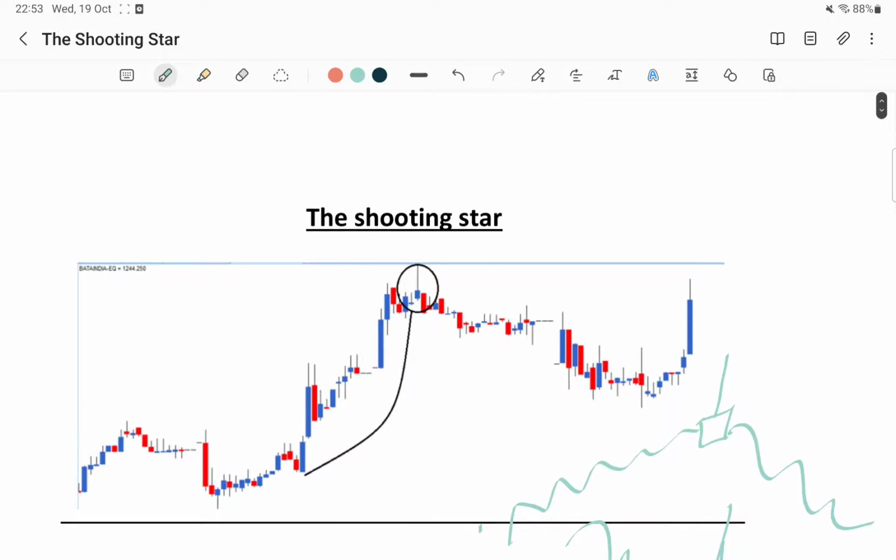I hope you understood that. So remember one thing, the shooting star is a bearish candlestick pattern. Whenever a shooting star is formed after bullish candlestick patterns are created, you have to be cautious and accordingly resize your position.